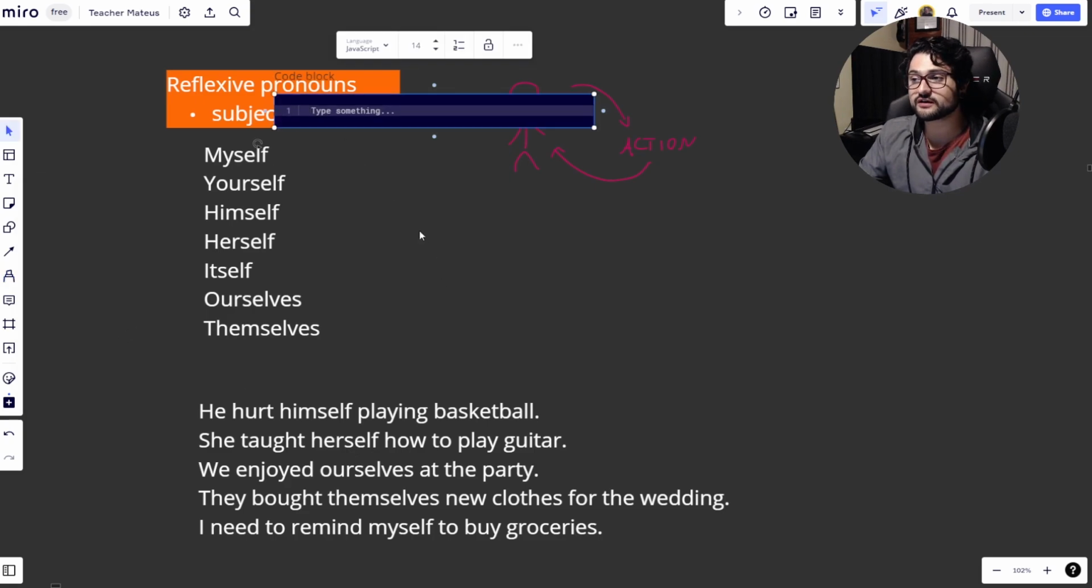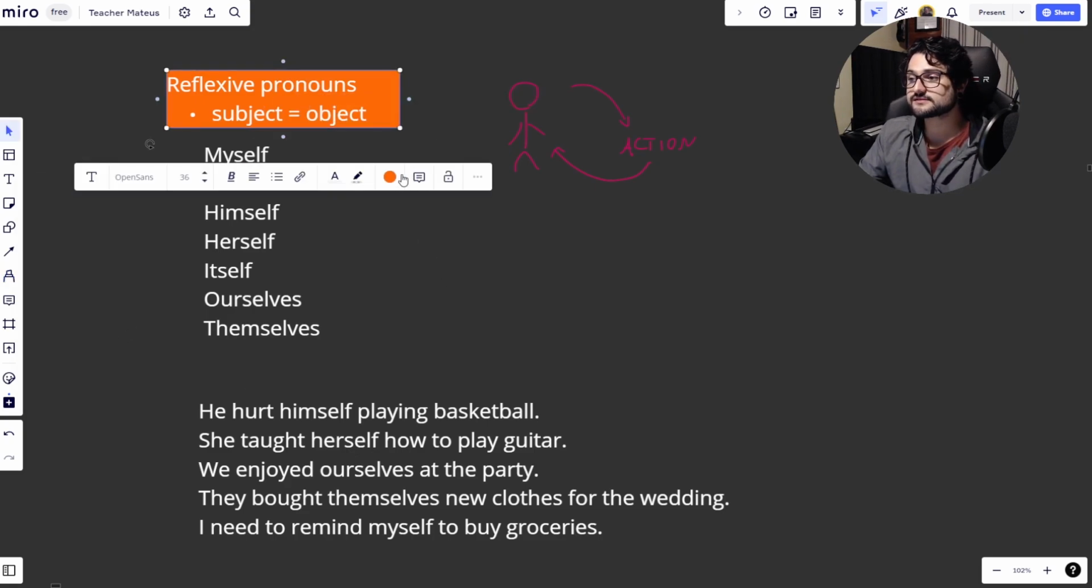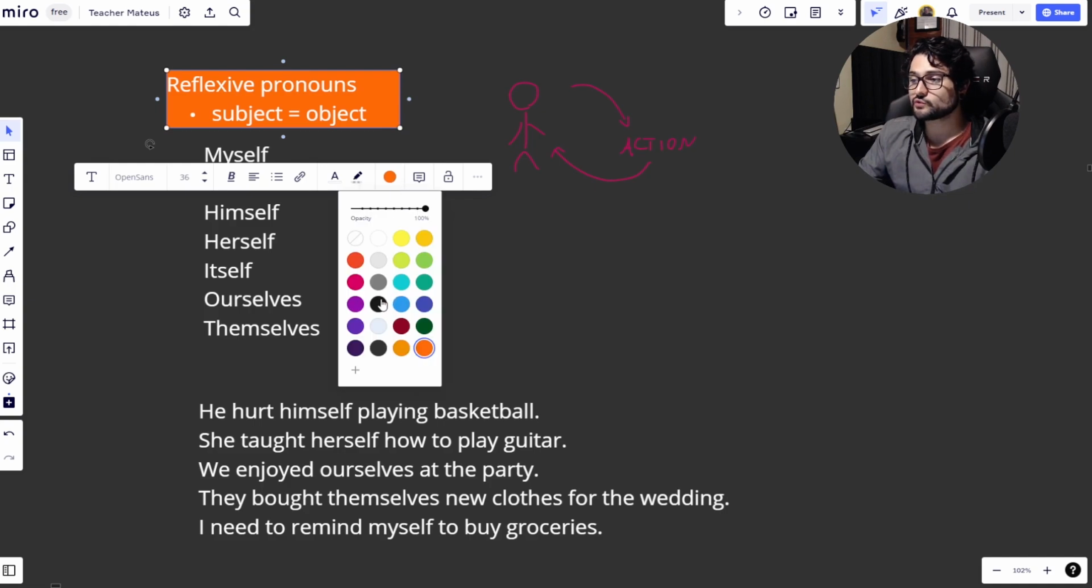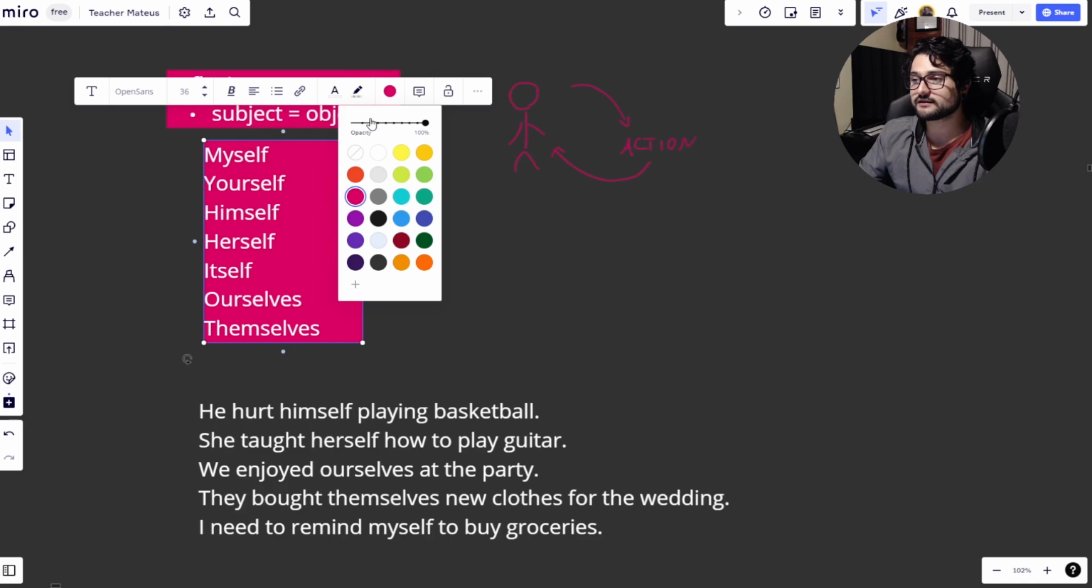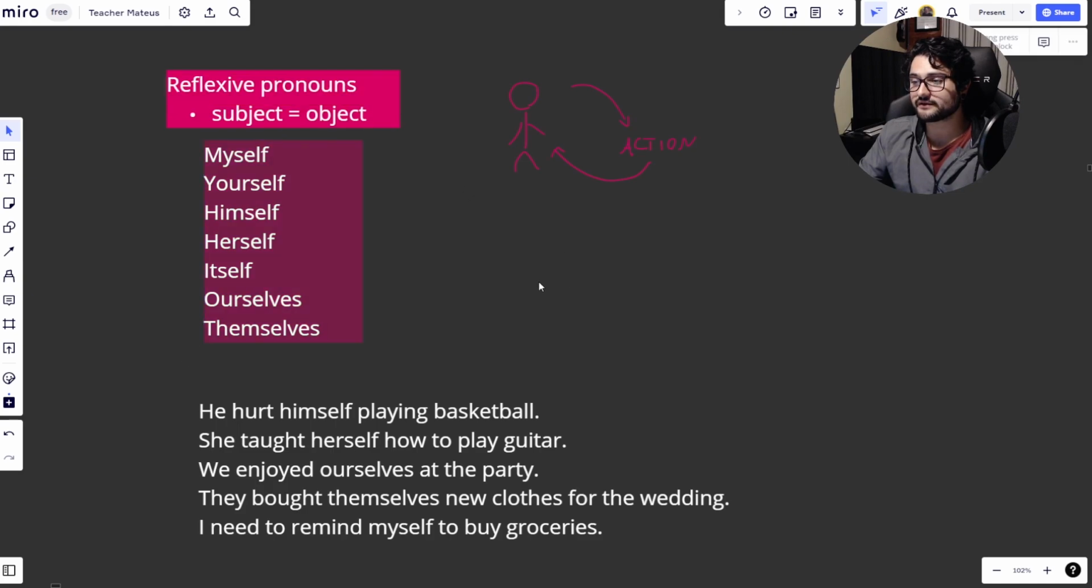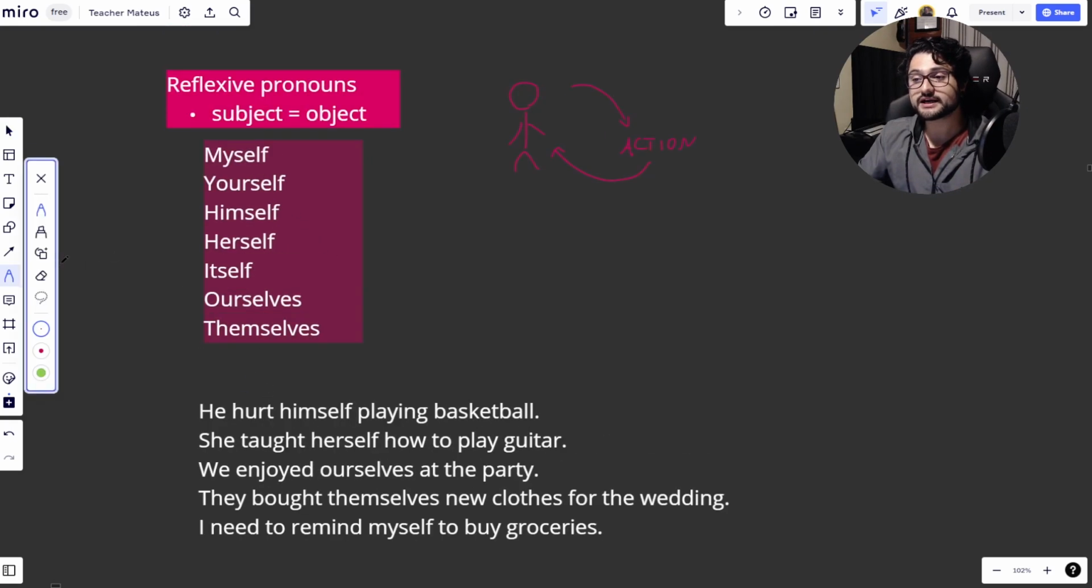Let's use even a different color here. Let me delete this. Yeah, let's use blue. Yeah, let's use this kind of pink. Yeah. And yeah, let's reduce this opacity. There. So the reflexive pronouns are, guys, myself, yourself, himself, herself, itself, ourselves, and themselves. These are the different reflexive pronouns. So we have the examples. He hurt.